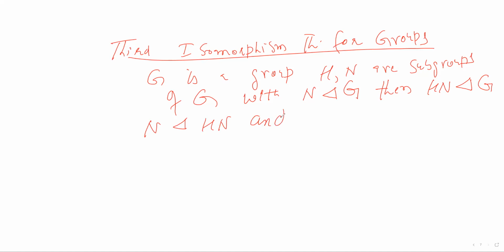and the quotient group HN by N is isomorphic to H over H intersection N. This is the third isomorphism theorem for groups. Okay.